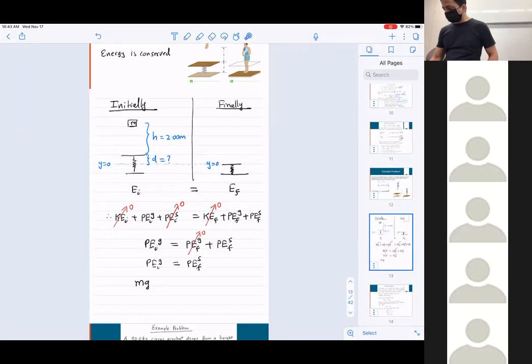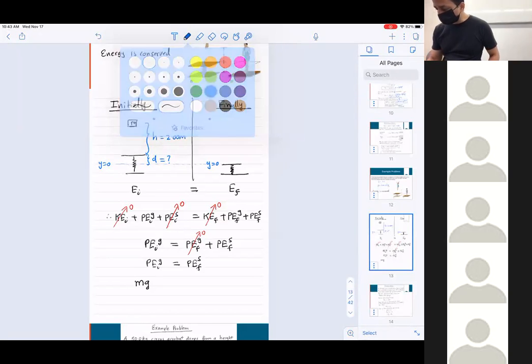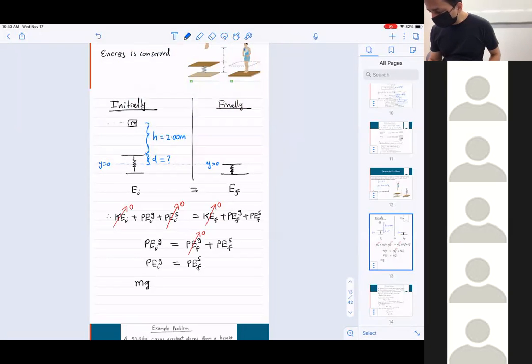Our y equaling 0 is here. So we have to measure the height of this thing relative to this. So it's actually 2 plus this extra d, right? Because that's where we set our y equaling 0. So therefore, the initial height there relative to y equaling 0, let me say it this way here. Over here now, the y is equal to h plus d.